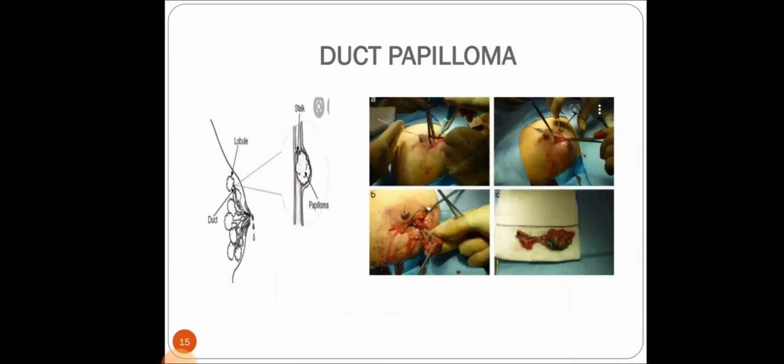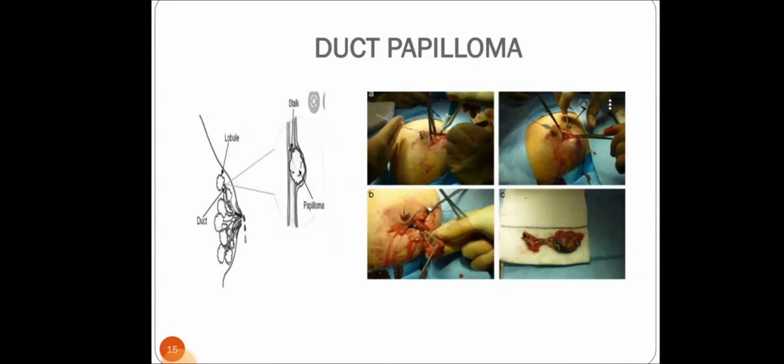Next is duct papilloma. You can see in the image, it is a single wart-like growth in one of the large lactiferous ducts. So in the duct, a wart-like growth is happening. That is called duct papilloma. Papilloma is a wart-like growth, and here the growth is present in one of the large lactiferous ducts. So it is called duct papilloma.